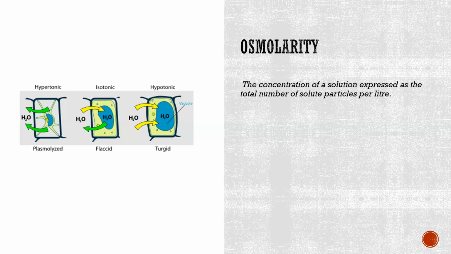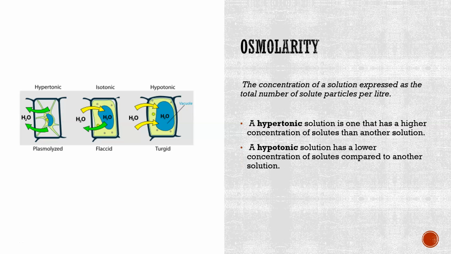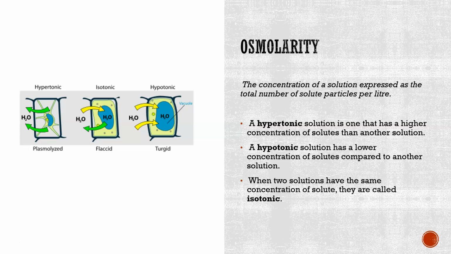So the concentration of a solution is expressed as the total number of solute particles per litre. A hypertonic solution is one with a higher concentration of solutes than another solution. Hypotonic has a lower concentration of solutes than another solution. And if the two are the same, we say they are isotonic.